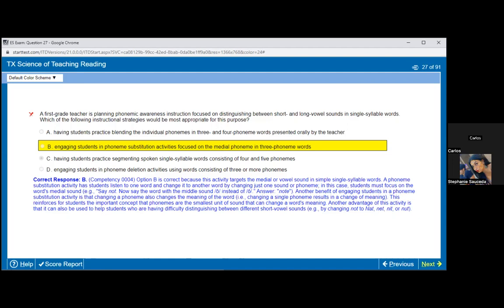For example, changing not, nat, net. Be that specific with your illustration to them, with your explanation about why I chose this to help this particular foundational reading skill that I identified in these particular assessments that they gave me.